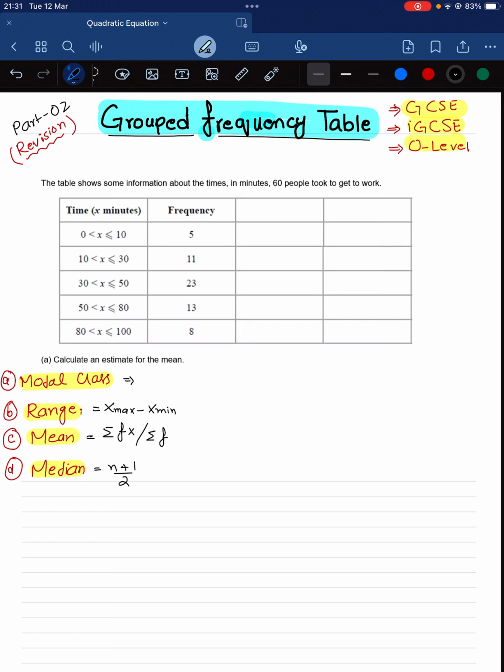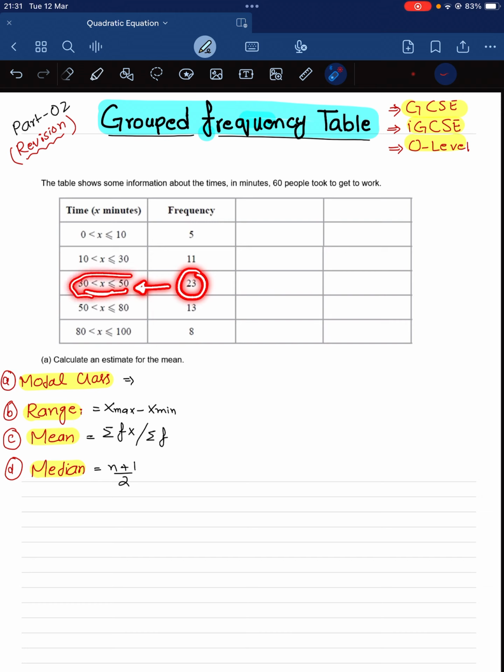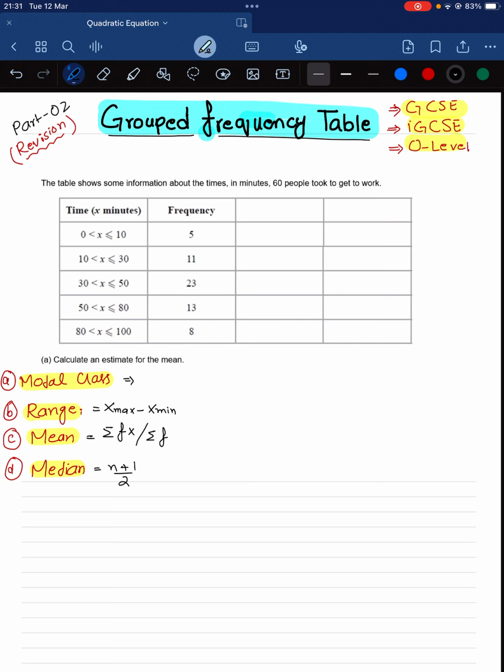Now you can see which class has the highest frequency. The highest frequency is 23, so most of the people took 30 to 50 minutes to reach their office. This is our modal class, or in simple words our mode. So the answer for the first part is 30 less than or equal to x less than or equal to 50. This is your modal class.